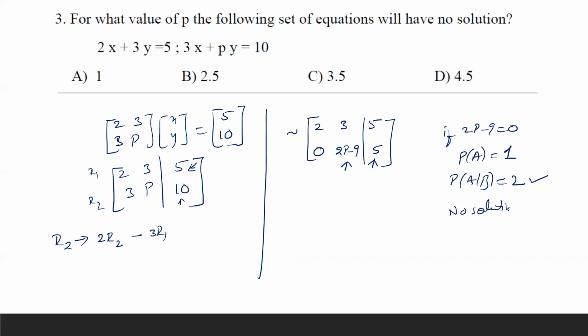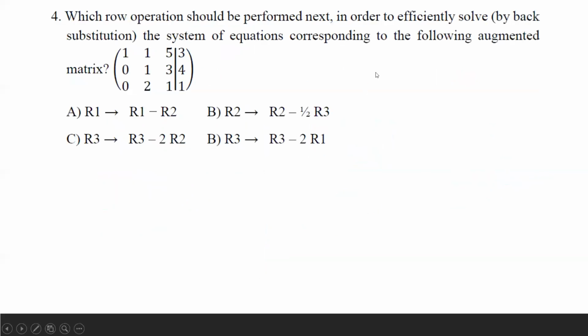So to get the no solution case, we want 2p minus 9 equal to 0. If 2p minus 9 is equal to 0, as you know, you can write p as 9 divided by 2, which is 4.5. That's how the answer for this question is option D. Now let me move on to the next question. Look at this, a little interesting question.